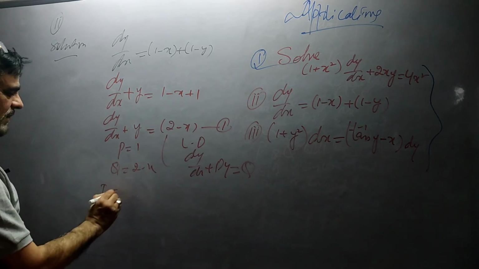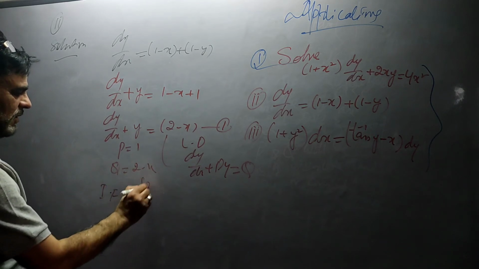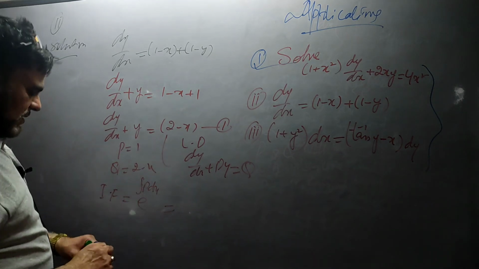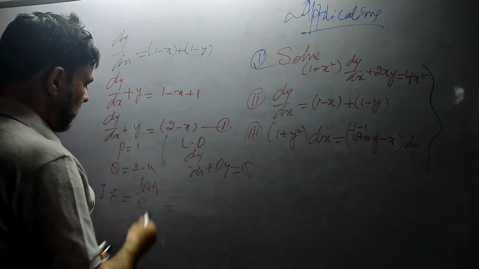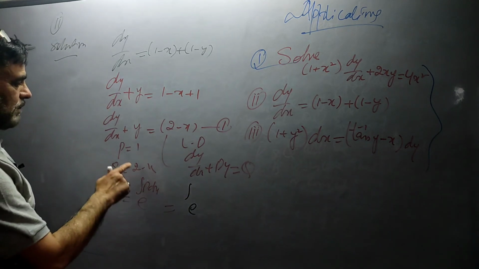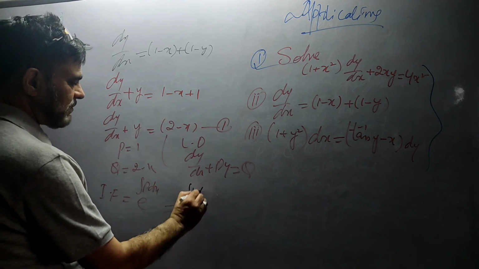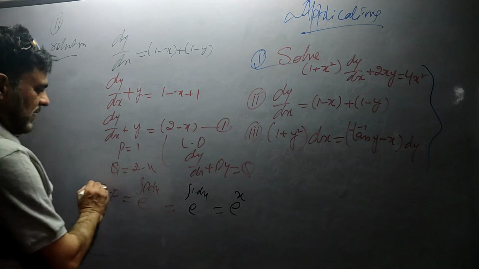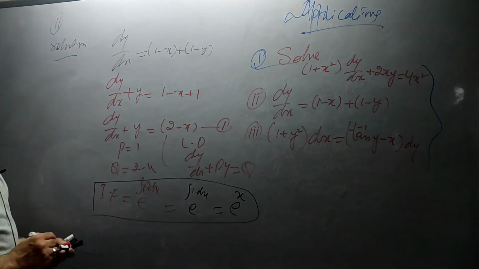So what is the integrating factor? It is e raised to the power integral of p dx. Your p is 1, so integral of 1 with respect to x is x. So your integrating factor is e raised to the power x. This is your integrating factor.